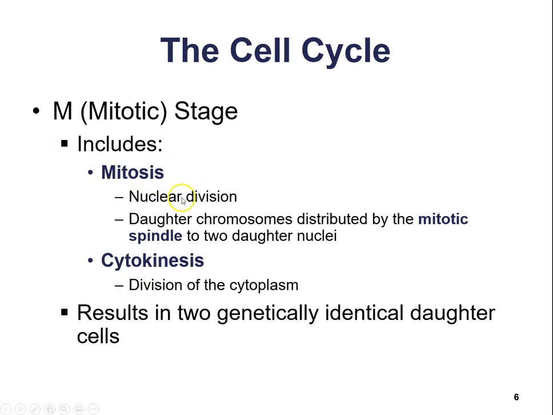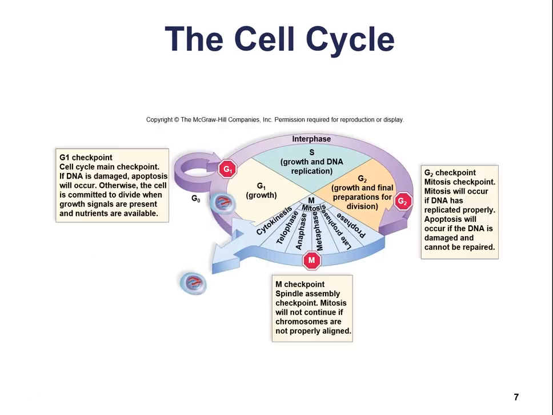So mitosis is nuclear division, okay? Daughter chromosomes line up in the middle of the cell and then they get separated by the mitotic spindle. And as I said, we will talk about the details of mitosis in a couple of slides, okay? Cytokinesis is the division of the cytoplasm. So again, cytokinesis is not part of mitosis. It's not a stage of mitosis. It always happens right after mitosis. It's related to mitosis, but it's not actually part of mitosis because mitosis is the division of the nucleus, okay? And what happens after this mitotic stage? You have two genetically identical daughter cells, okay?